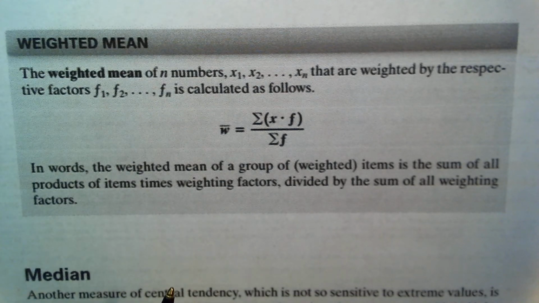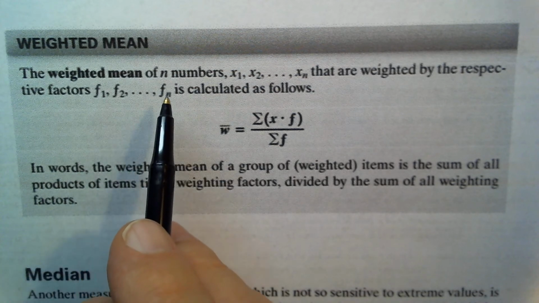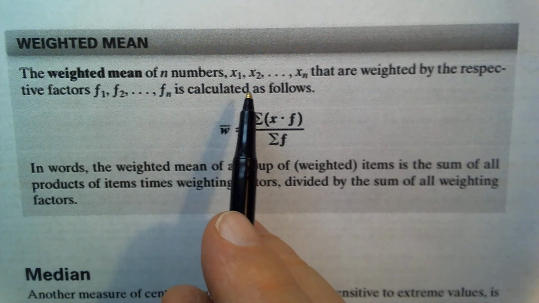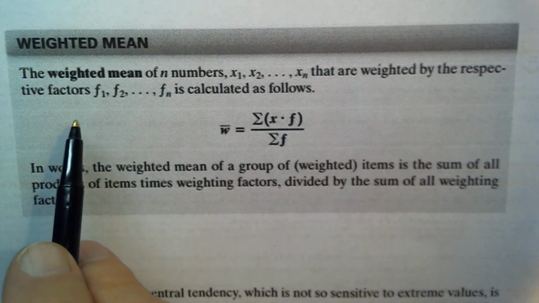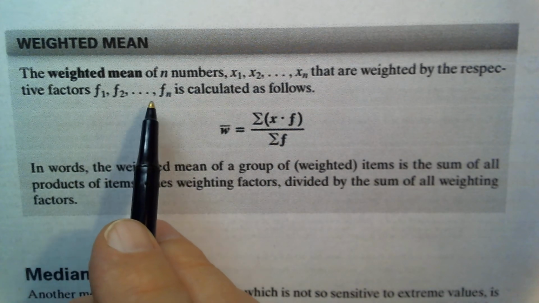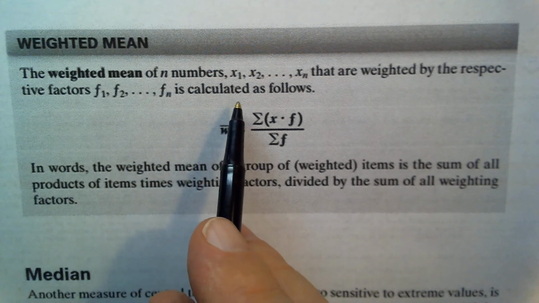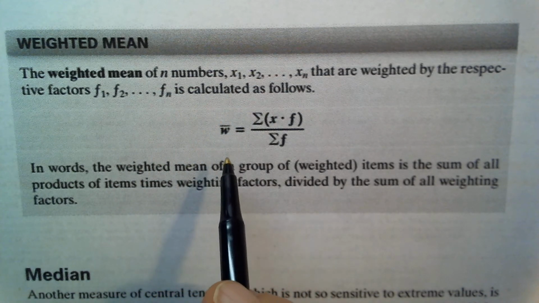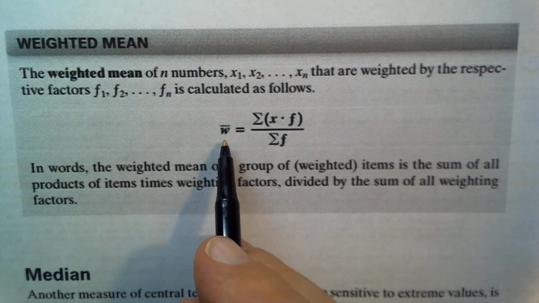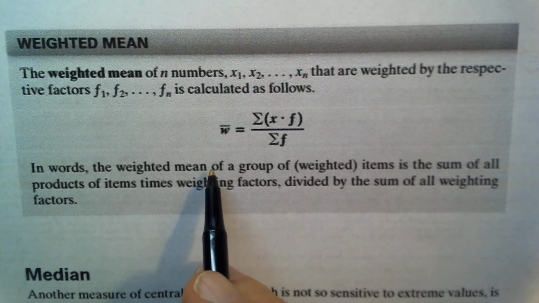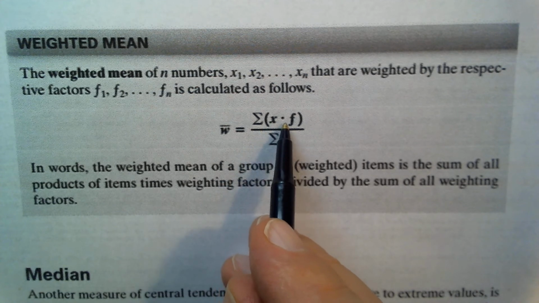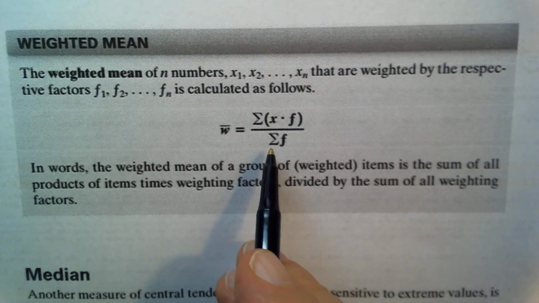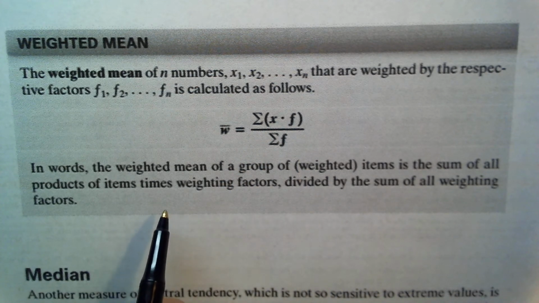Next, we'll be talking about the weighted mean of a frequency distribution. So the weighted mean of n numbers, x sub 1, x sub 2 to x sub n, that are weighted by the respective factors f sub 1, f sub 2 to f sub n, is calculated as follows. W bar, in other words the weighted mean, is equal to the sum of all the values of x times their frequencies, divided by the sum of the frequencies.